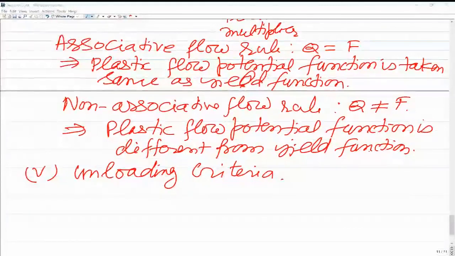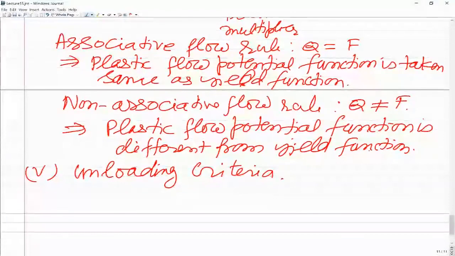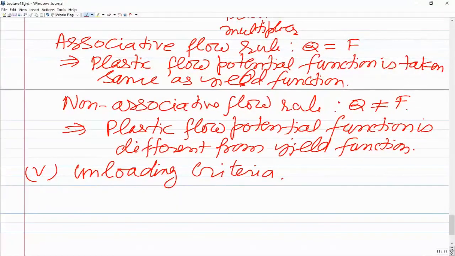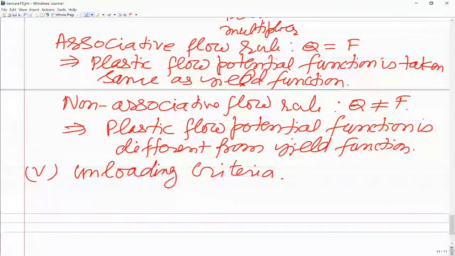Sir, in material science, we were taught something like sigma equal to k into epsilon dot to the power m. Is the kinematic hardening the same? That is isotropic hardening. Okay, sir. But it was differential of epsilon in that. So it is not necessary actually.